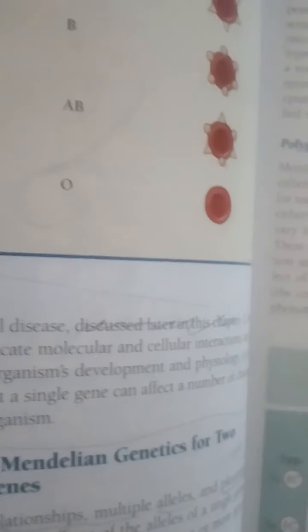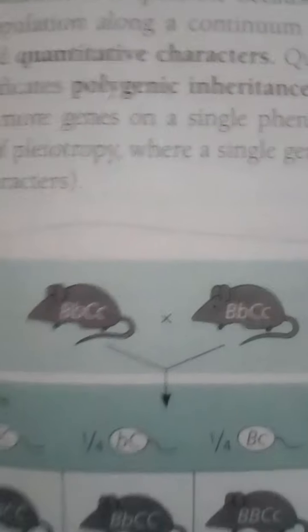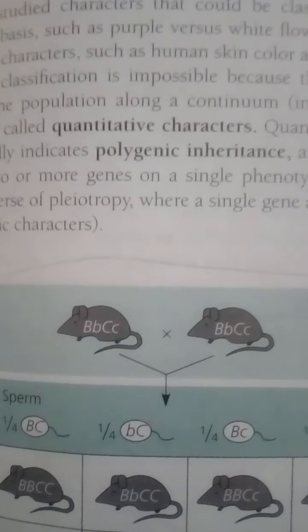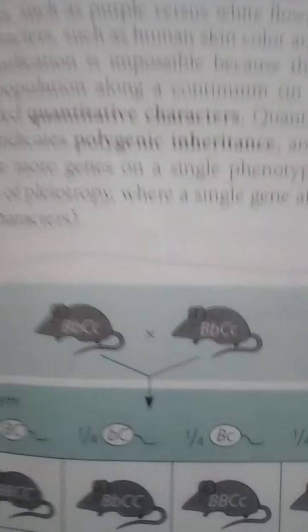Extending Mendelian genetics for two or more genes. Dominance relationships, multiple alleles, and pleiotropy all have to do with the effects of the alleles of a single gene. We now consider two situations in which two or more genes are involved in determining a particular phenotype.